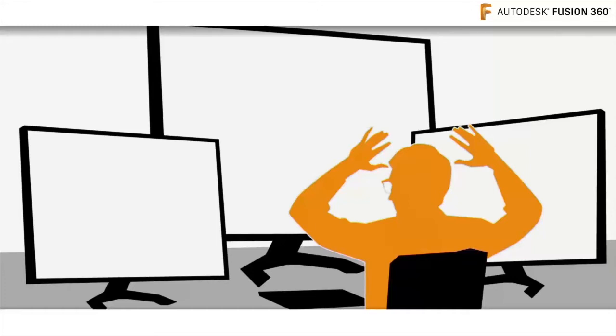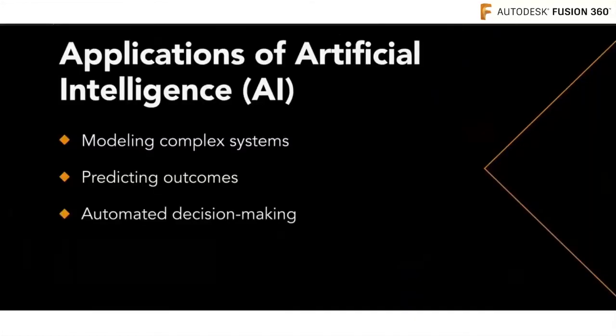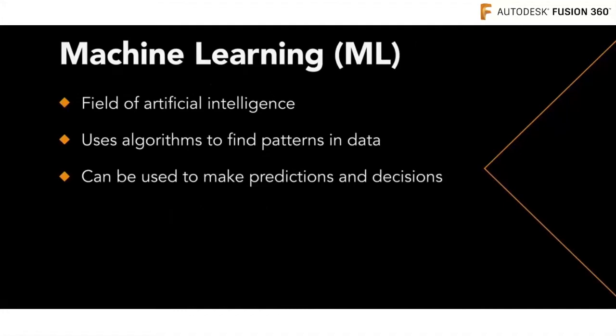Nowadays, almost all types of industry and technology are now controlled by a computer. So what is artificial intelligence? This is a way of modeling complex systems, predicting outcomes, and automated decision making. But what we have right now is what we call machine learning.